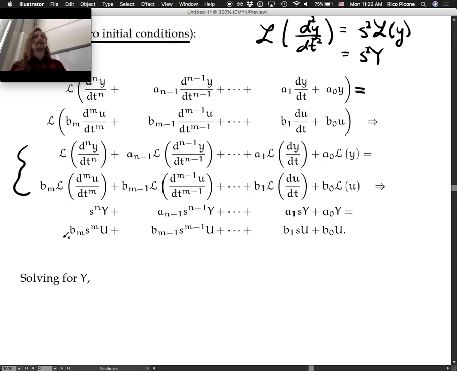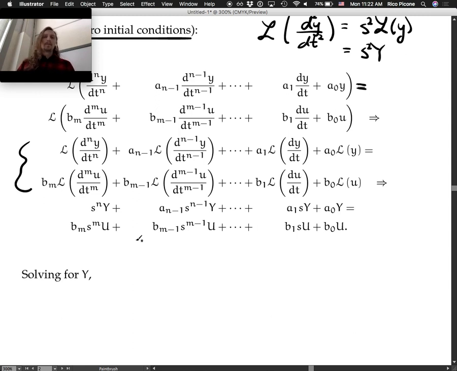And on the right-hand side, similarly, we have s's now instead of derivatives. Now we're writing things in terms of the Laplace transform of y and the Laplace transform of u. So we've switched from lowercase to uppercase, which denotes that we've turned from time representations of u and y to Laplace domain representations, Laplace transform representations.